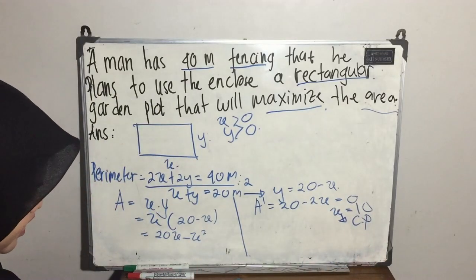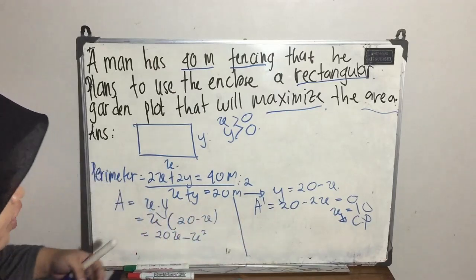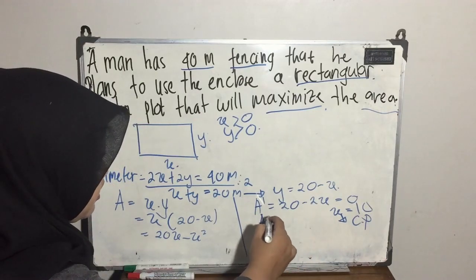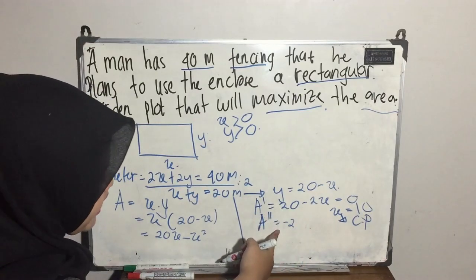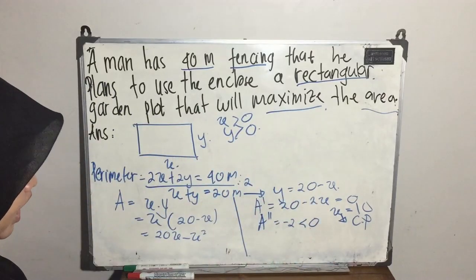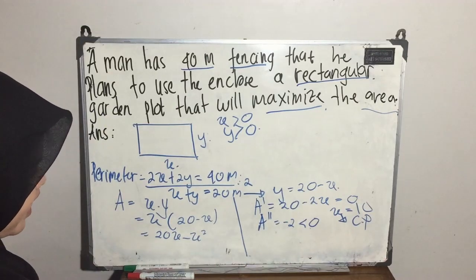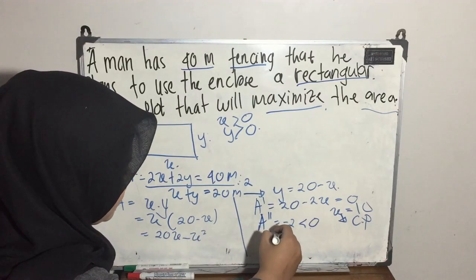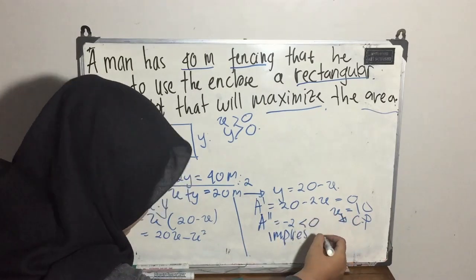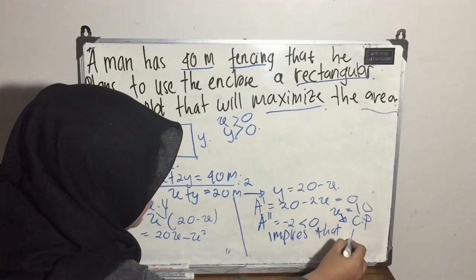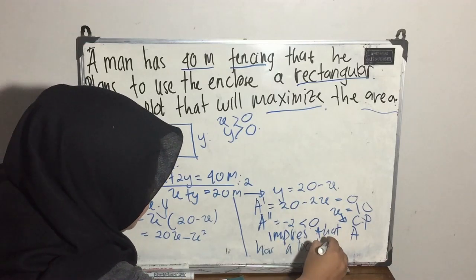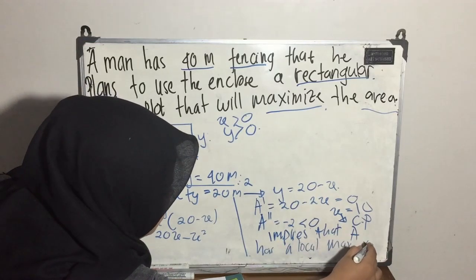To investigate this critical point, we can calculate the second derivative. The second derivative from here is minus 2. Minus 2 means it is less than 0. So this implies a local maximum. It implies that A has a local maximum at x equals 10.